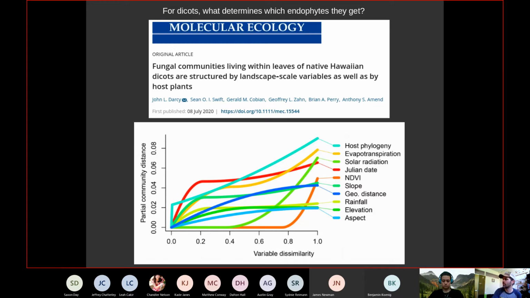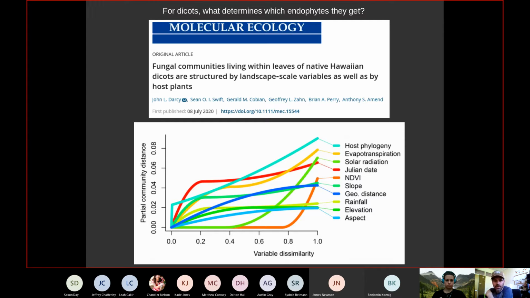There's a strong signal here. You can see the most important explainer for the community was host phylogeny. But there were all these other things that explained it as well: evapotranspiration, how much sunshine you get, the date, slope, rainfall, elevation. So all these things went in to explain the endophytic community in these plants.